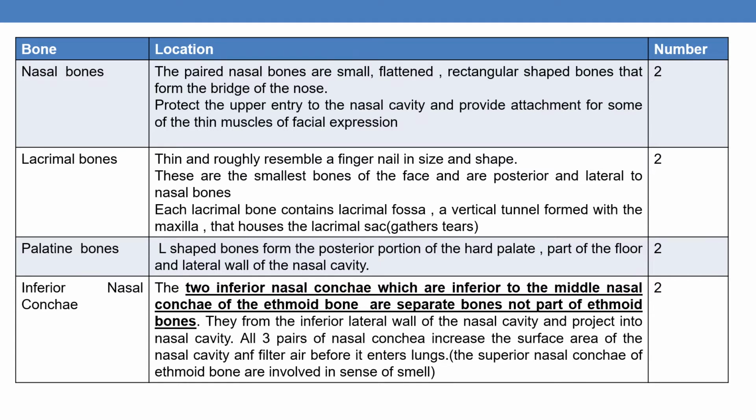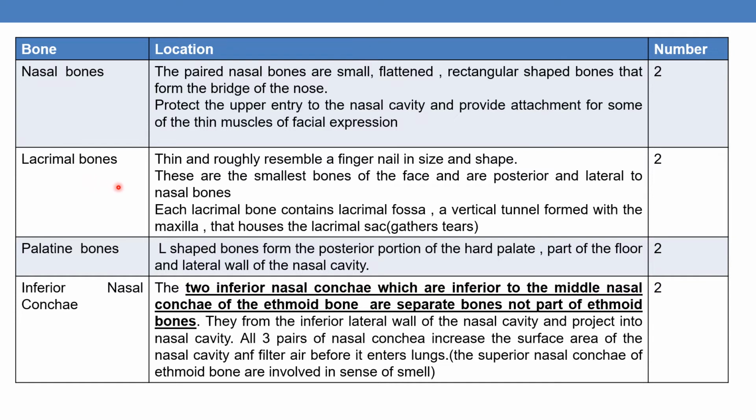First we'll discuss the nasal bones. They are 2 in number. The paired nasal bones are small, flattened, rectangular shaped bones that form the bridge of the nose. They protect the upper entry to the nasal cavity and provide attachment for some of the thin muscles of facial expression.